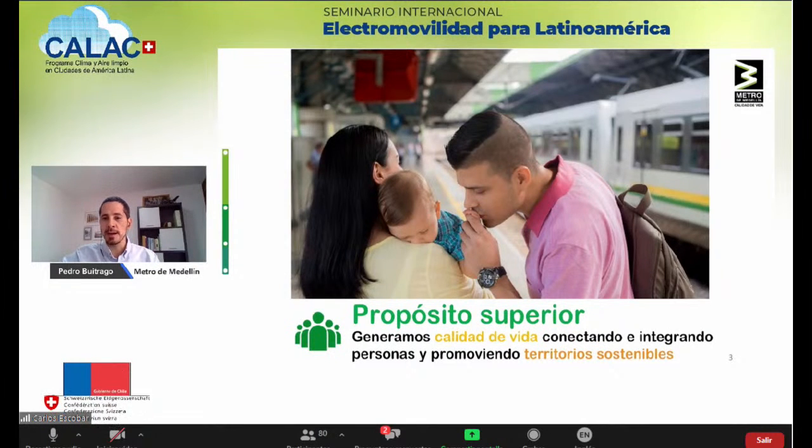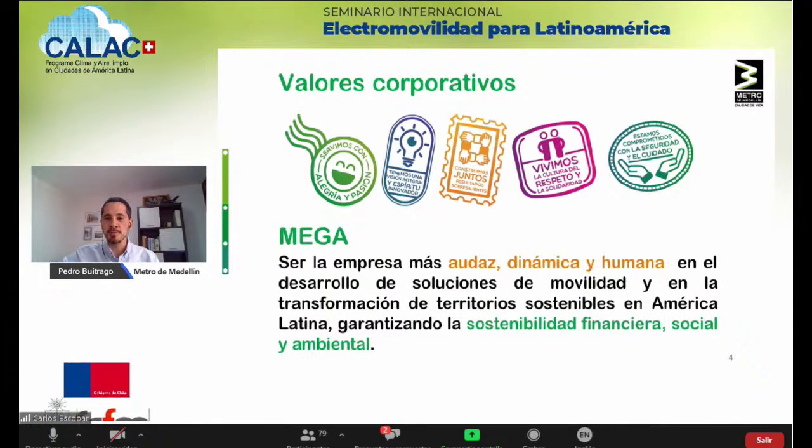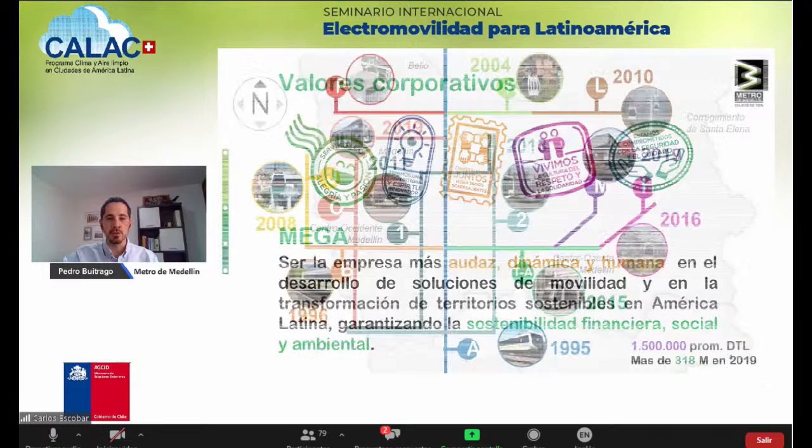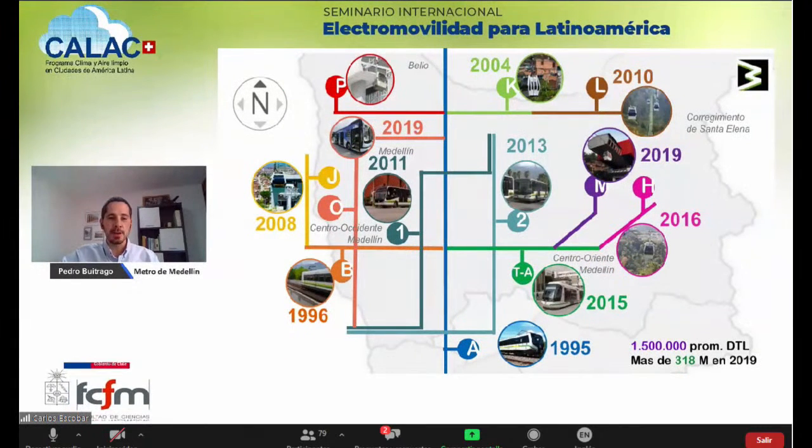The sustainability of the Metro of Medellin has been incorporated into its strategic goals. So the top goal of the company is to generate quality of life by connecting and integrating people and promoting sustainable territories. Additionally, we have some corporate values, an ambitious goal, which clearly reflects the principles of the metro culture. In these metro culture principles, we underscore value, respect, and care for our users, the importance of our servers, our employees, collaborators, and partners, and the protection of our environment and surroundings.